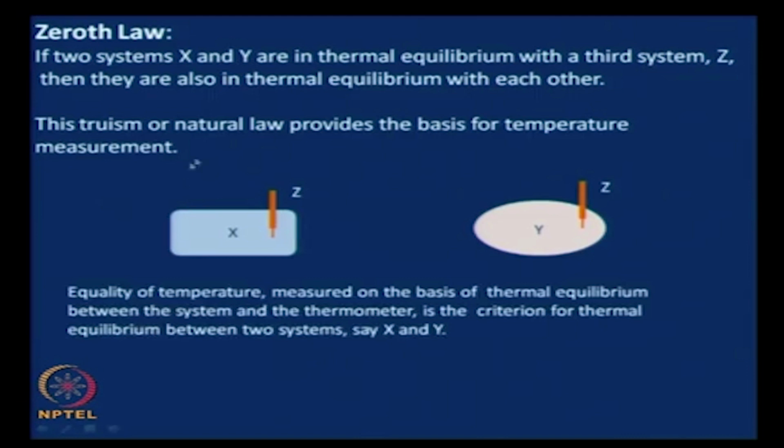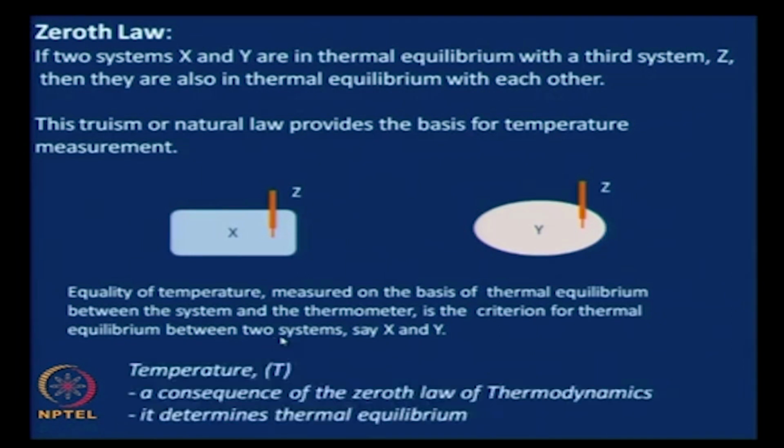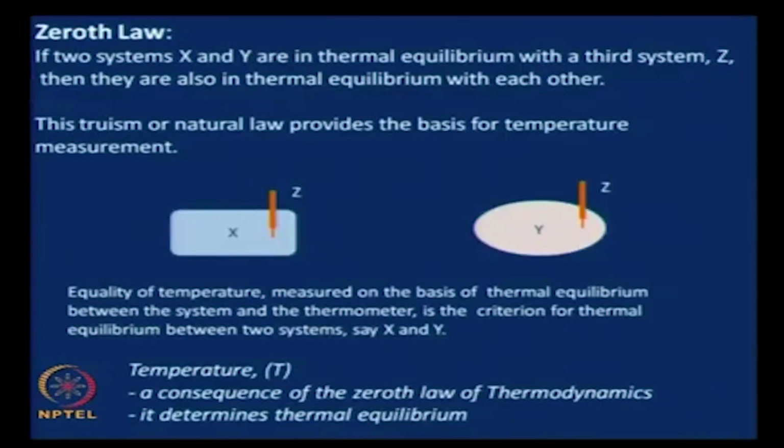Let us consider the condition that we just said, x in thermal equilibrium with z and y in thermal equilibrium with z, which means that the reading on the thermometer would be the same. Therefore the equality of temperature measured on the basis of thermal equilibrium between the system and the thermometer is the criterion for thermal equilibrium between the two systems, say x and y. Therefore temperature T can be considered a consequence of the zeroth law of thermodynamics, and it is the one that determines thermal equilibrium.